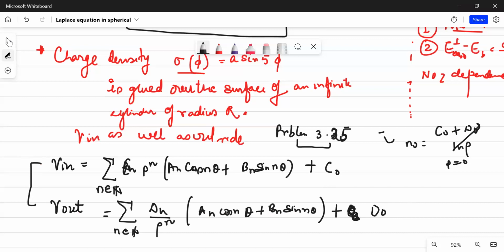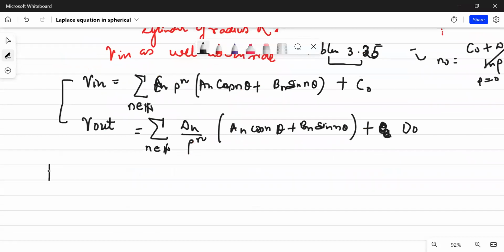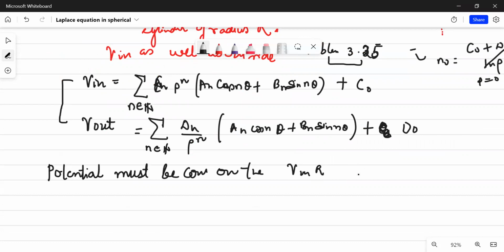This is one thing. Now you have two conditions that you have to keep in mind. The first condition is that your potential must be continuous on the boundary. That is what I want to say. If this is a cylinder of radius capital R, then your potential inside at R should be equal to the potential outside at R. This is the first condition that you should keep in mind.